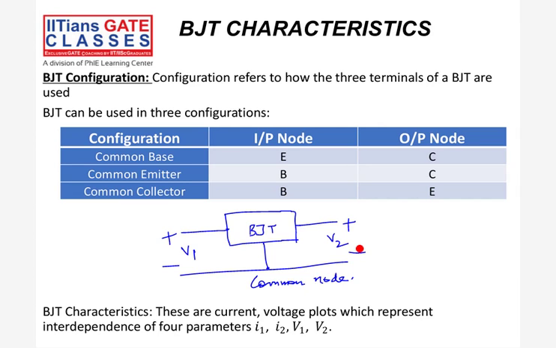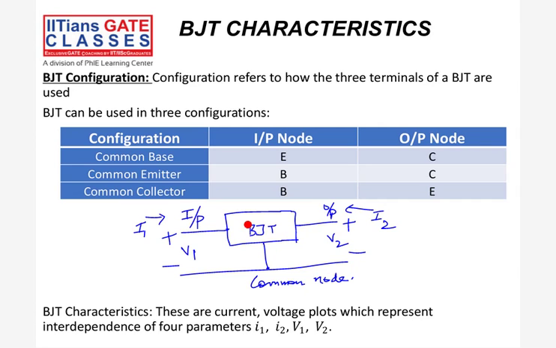So now we can see the diagram here. This is the first terminal, the second terminal. We can say this is the input terminal and this is the output terminal. And this is the common terminal. It will be like this, or we can say it is the common node. So here at the input terminal, we have current I1 and voltage V1. And at the output terminal, we have current I2 and voltage V2.